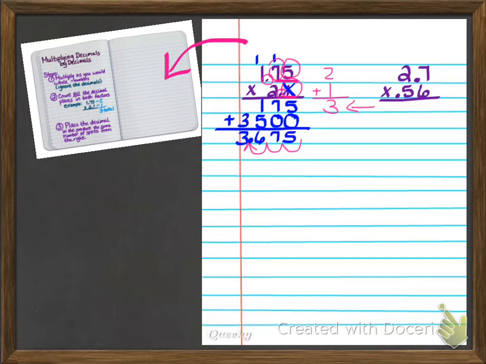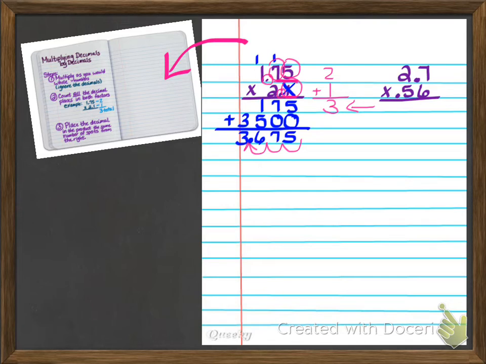So we're going to go ahead and try another example. In this one, we're going to try 2 7/10 times 5600ths. Now, one thing I want you guys to notice is I did not line up my decimal points. The only time you line up your decimal points is when you're adding or subtracting decimals. We are not adding or subtracting.